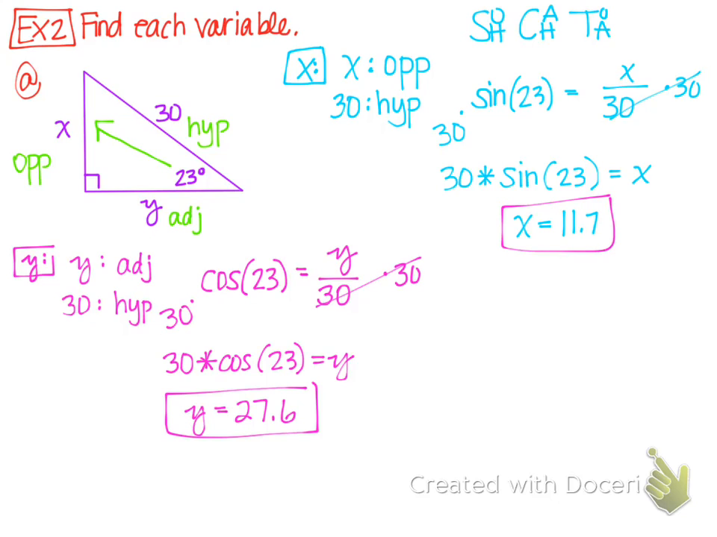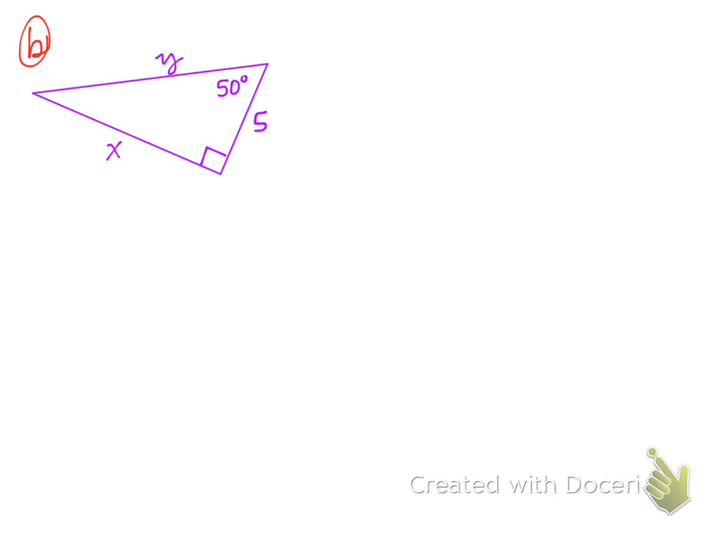Alright, let's do another one. Okay, first things first, let's go to labeling. The side that's across from the right angle is the hypotenuse, so my y is my hypotenuse. Then we're going to pick the opposite next. Here's our theta in this case. This is our angle, so x is going to be opposite. And that leaves 5 to be the adjacent. Alright, so we're going to do two different problems here. We're going to find x and we're going to find y. Let me write my sine, cosine, and tangent in the top corner.